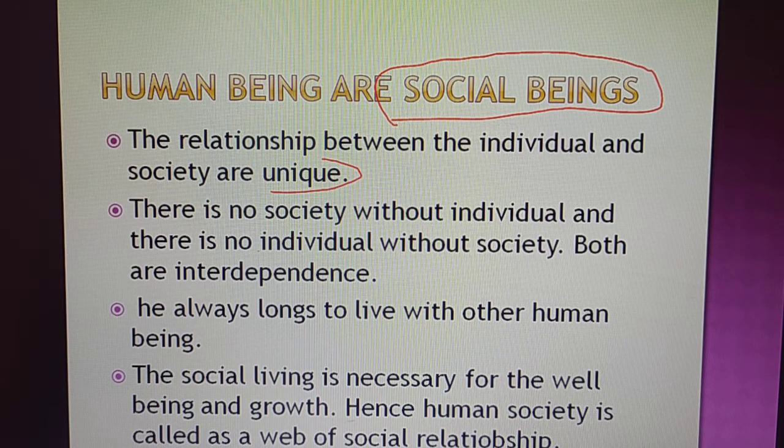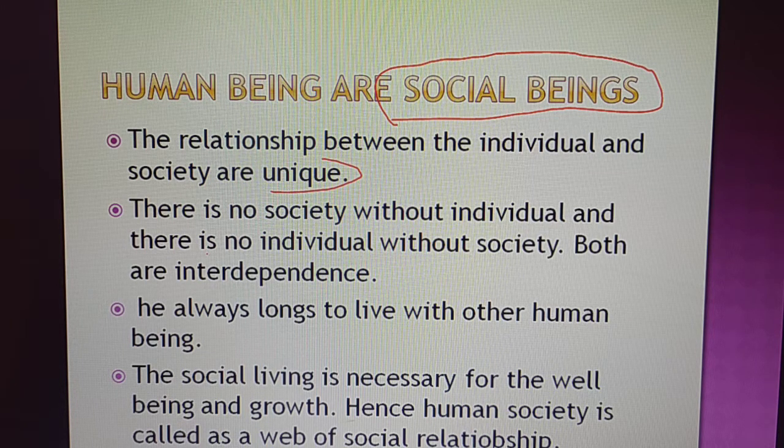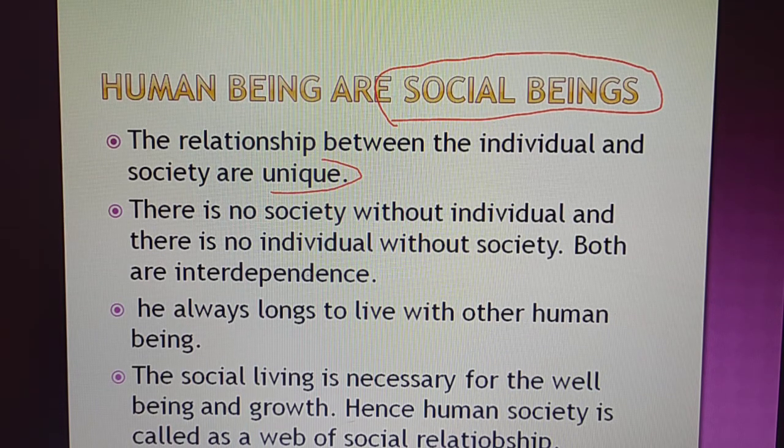So man cannot be expected to live without society. Man always likes to live in society with other human beings, and we cannot expect human beings without society. At the same time, society cannot be expected without individuals. When man starts to live in a particular area, that leads to the creation of society. So both society and human being are interdependent on each other.